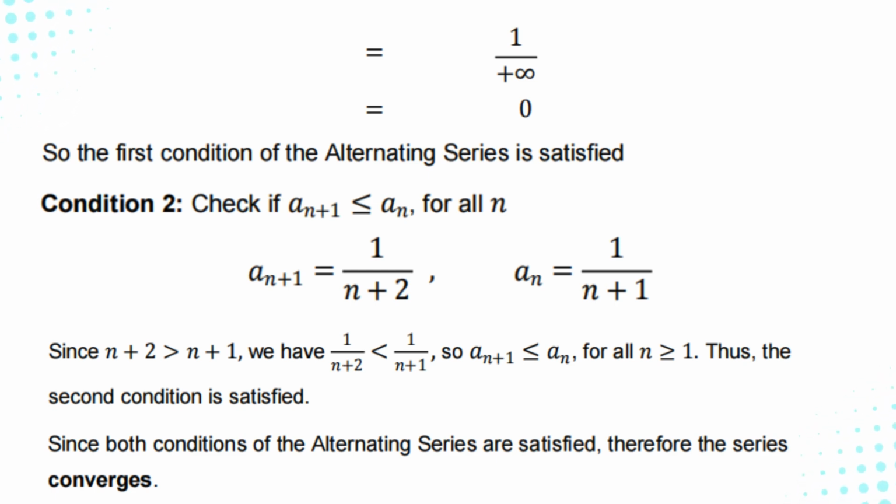Now let us check condition 2. Check if a sub n+1 is less than or equal to a sub n for all n. So a sub n+1 is equal to 1 over n+2 and a sub n is equal to 1 over n+1. Since n+2 is greater than n+1, we have 1 over n+2 is less than 1 over n+1. So a sub n+1 is less than or equal to a sub n for all n greater than or equal to 1. Thus, the second condition is satisfied. Since both conditions of the alternating series test are satisfied, therefore the series converges.